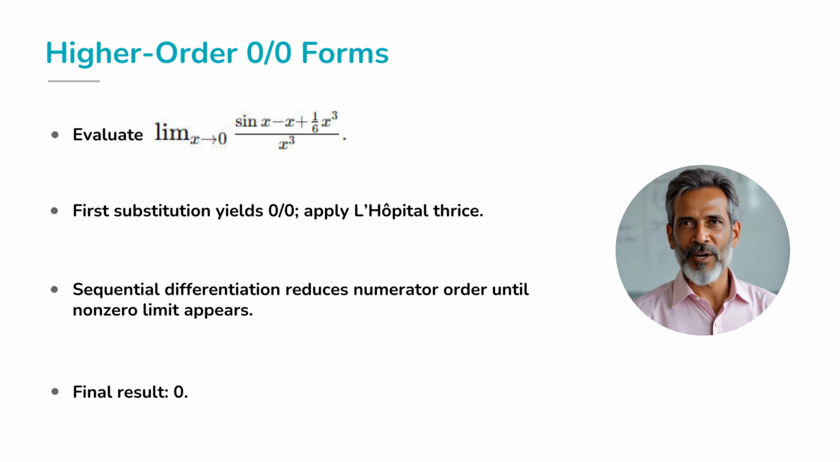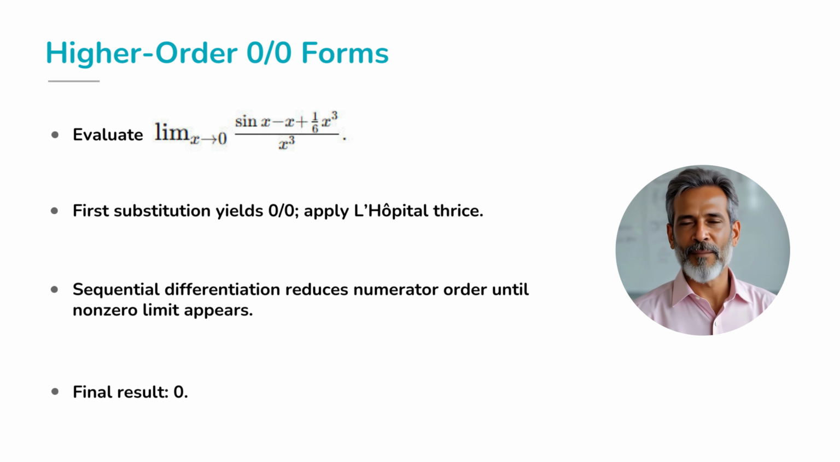Now let's try a deeper one. Evaluate limit as x tends to 0 of (sin x minus x plus 1 over 6 x cubed) divided by x cubed. Substituting directly gives 0 over 0. So let's apply L'Hopital's rule. Differentiate numerator and denominator. First derivative gives cosine x minus 1 plus half x squared over 3x squared. Still 0 over 0. Differentiate again. Numerator becomes negative sin x plus x. Denominator 6x. Still 0 over 0.